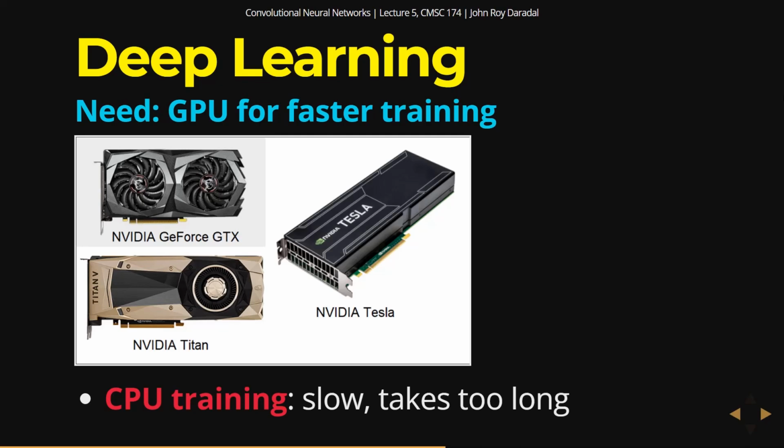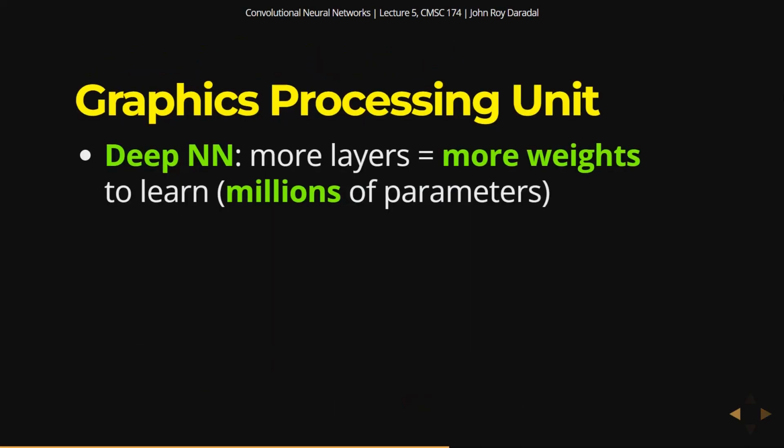in the architecture, and then of course another set of hyperparameter check, right? So it really takes too long if you use just plain CPU. So you need GPU for faster training. Okay, so the reason for this, why do we need to use GPUs or the graphics processing unit? It's because for deep neural networks, of course, you have more layers, right? Because it's deep. So more layers means that you have more weights to learn. And so usually you have millions of parameters already.